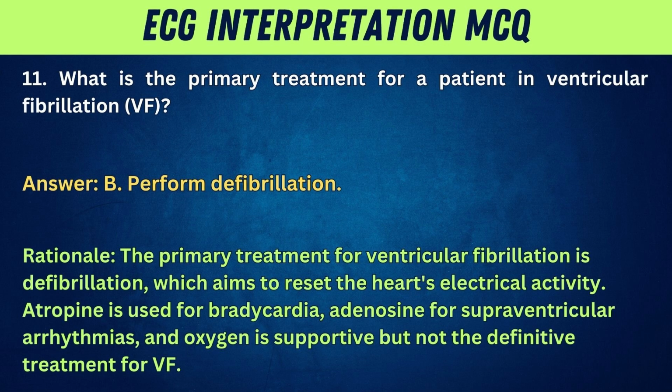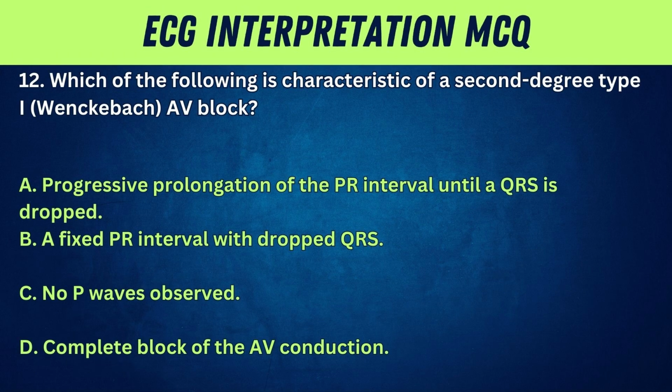Answer: B. Perform defibrillation. Rationale: the primary treatment for ventricular fibrillation is defibrillation, which aims to reset the heart's electrical activity. Atropine is used for bradycardia, adenosine for supraventricular arrhythmias, and oxygen is supportive, but not the definitive treatment for VF.